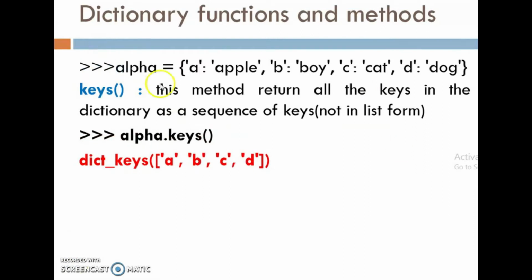Consider this example. alpha = {A: apple, B: boy, C: cat, D: dog}. alpha.keys(). From this alpha dictionary, we have to identify the keys, that is A, B, C, D. These are the keys. By using this keys function, we can access all the keys from that particular dictionary. Okay? Clear? This keys function returns all the keys in the dictionary as a sequence of keys. This one is a sequence, not in list form. Okay, clear?